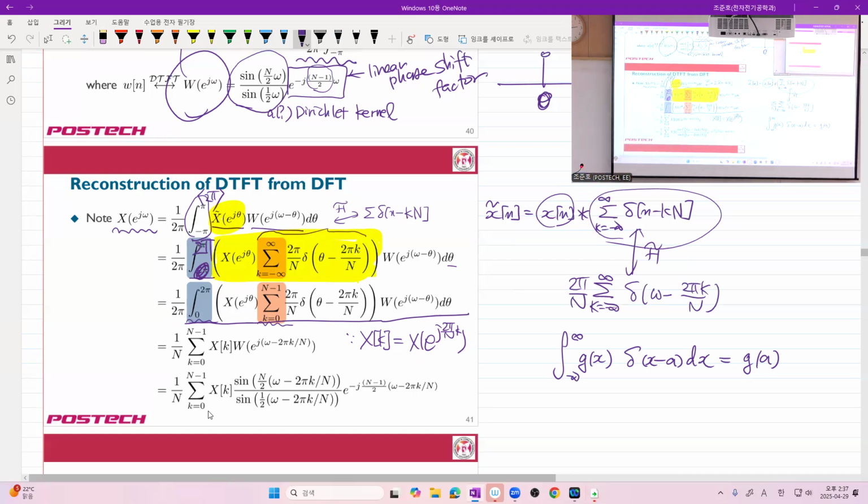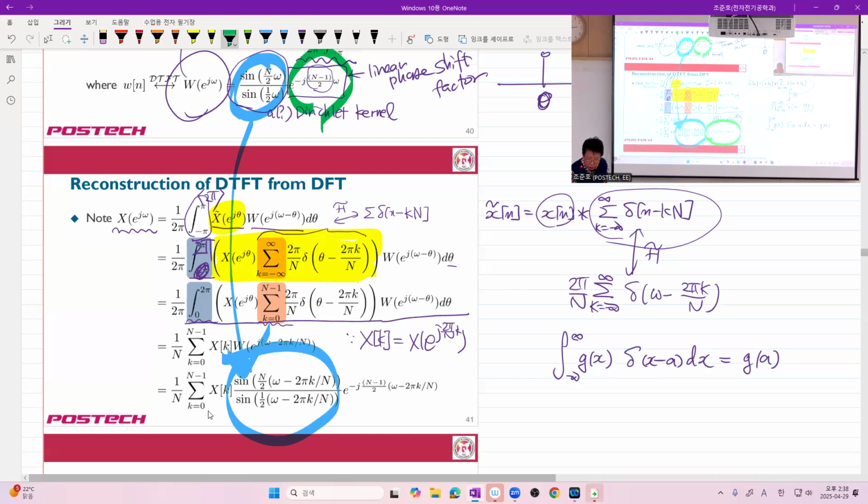Now, what was the DTFT of the original window function W? The Dirichlet kernel shifted by the center, right? So you have sine over sine appearing here, and this is the delay part. So this one here is by delay, and this one appears here by delay. Got it? So what does this mean?